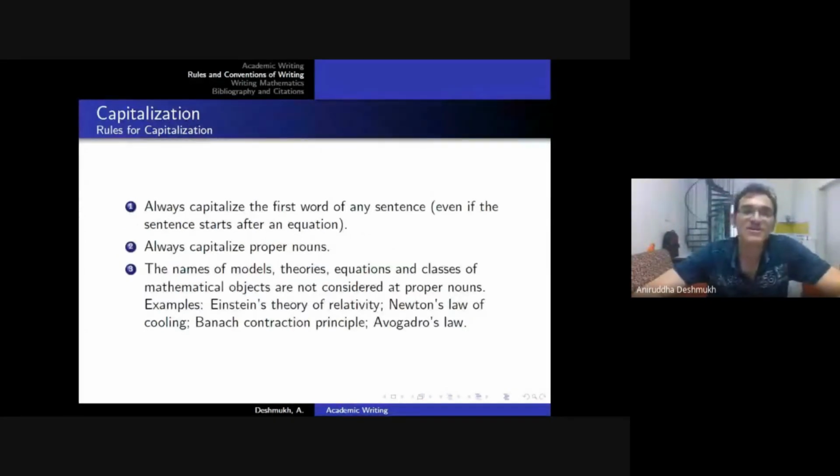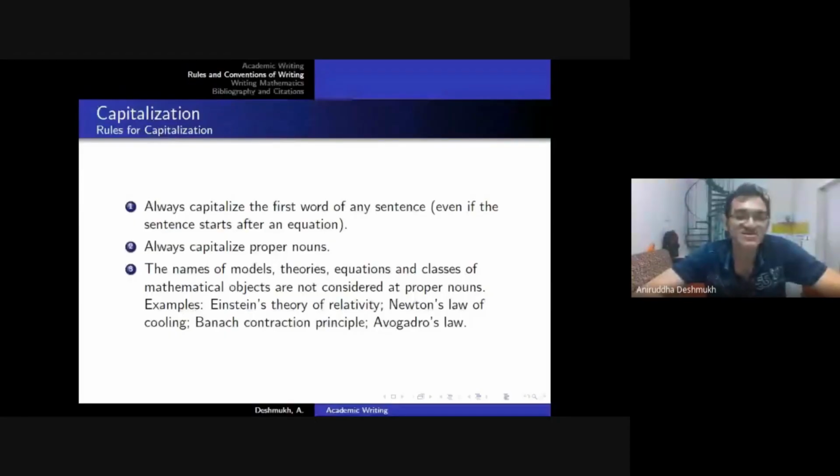Now, what are the rules for capitalization? Of course, as I previously said, always capitalize the first word of any sentence, even if the sentence starts after an equation. Later on, we will discuss that equations as well are parts of whatever sentence you are writing. So you should not forget that if you are writing an equation and the sentence ends there, then whatever you write after that equation, you have to capitalize the first word.